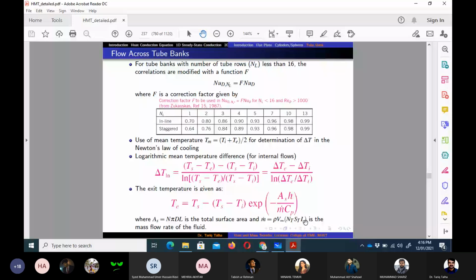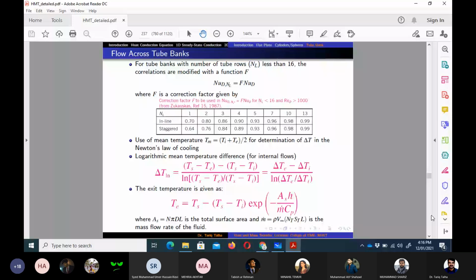So why Nt? Because for the cross-sectional area in the y direction, we need height. That's why we are using the number of tubes in the y direction, in the transverse direction, into the distance between two consecutive tubes. That would give us the total height in the transverse direction.